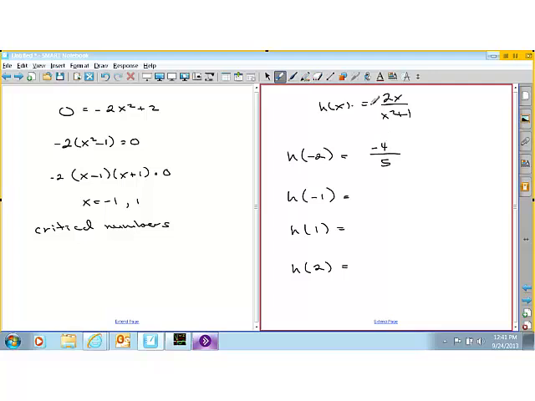4/5. 2 times negative 2 is negative 4. Okay, this one will be negative, the numerator will be negative 2. The denominator is going to be positive 2. Negative 1 squared is positive 1. 1 plus 1 is 2. Okay, at x equals positive 1, we end up with 2 over 2.